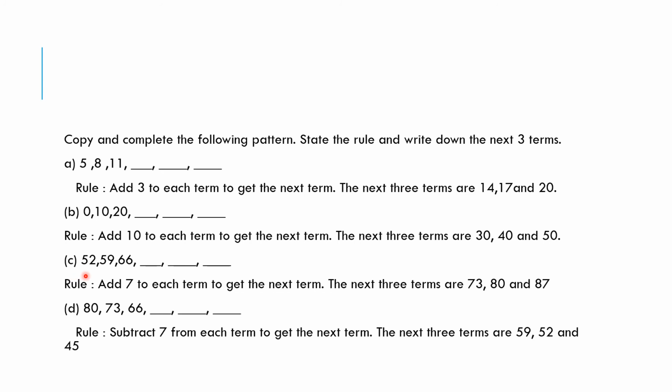Okay, the next is 52, 59 and 66. Now the rule is add 7 to each term to get the next term. The next three terms are 73, 80 and 87. Next: 80, 73, 66. The rule is subtract 7 from each term to get to the next term. The next three terms are 59, 52 and 45.